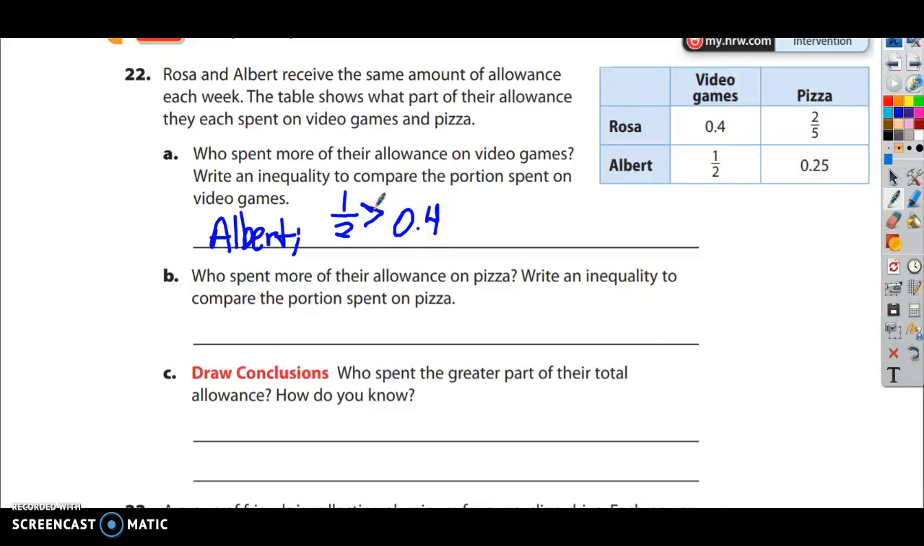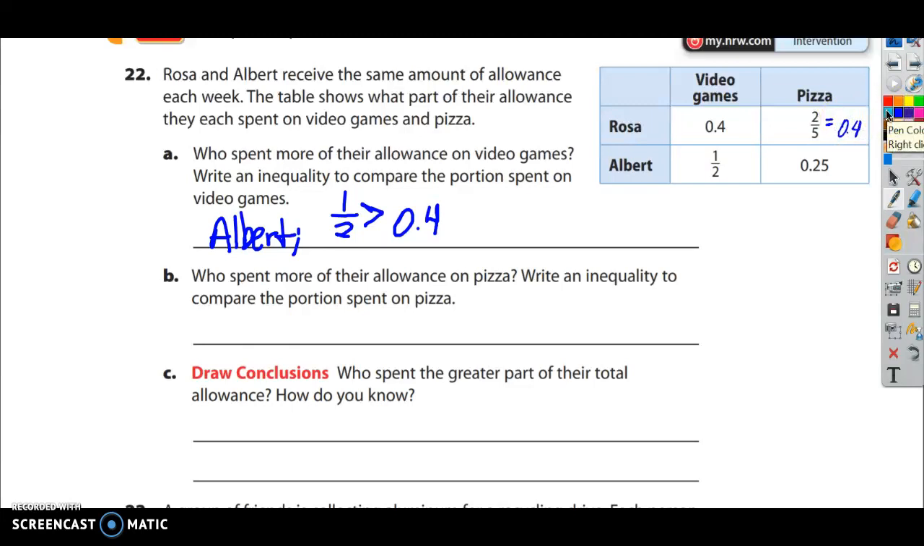Okay, question B. Who spent more of their allowance on pizza? Write an inequality to compare the portion spent on pizza. So we've got the pizza. We've got 0 and 25/100, and we've got 2/5. Do you remember 2/5? If you don't have this one memorized yet, you need to go back to page 59 and study 2/5. 2/5 is equal to 0.4.